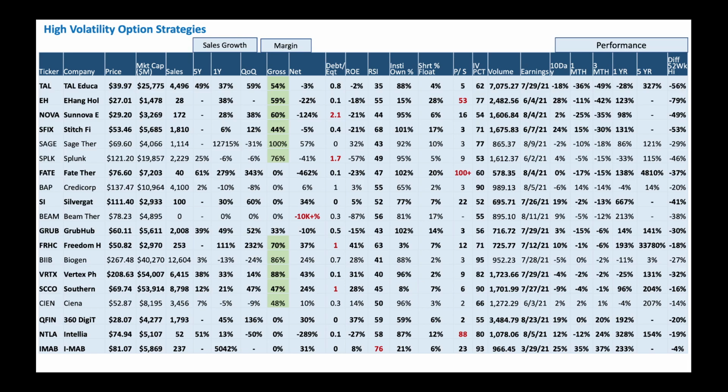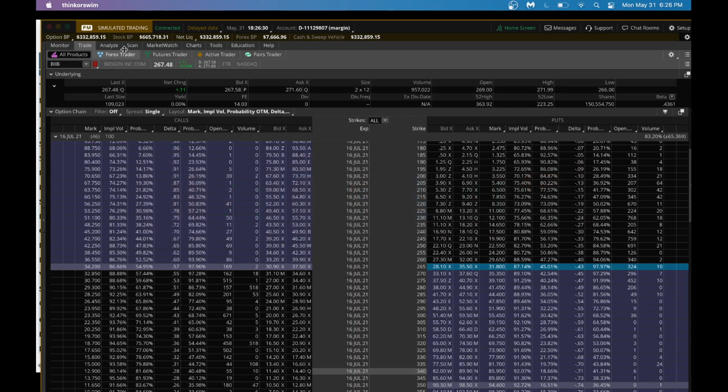So with that, let's look at a few examples here. Let's go through the list. The first one I look at is TAL Education Group. As you look at TAL here, the stock is doing okay, with good sales growth. But if you look at 10-day, 1 month, the stock is kind of stalling out. Unless you see a good area of resistance, you have to be careful here. Let's look at TAL as an example and see what we can do. It's a $39 stock.